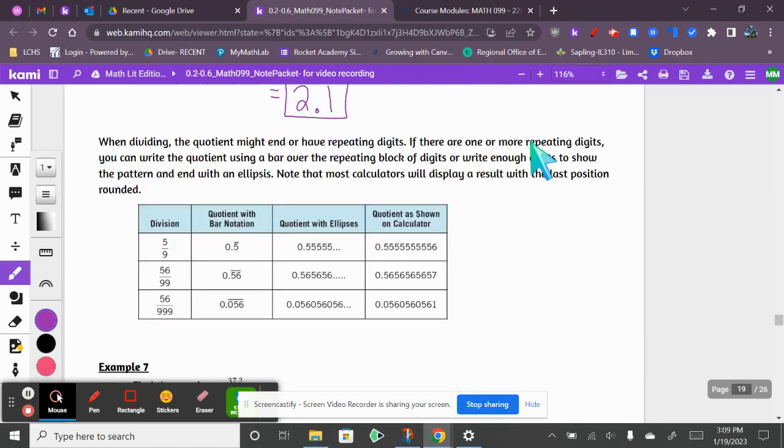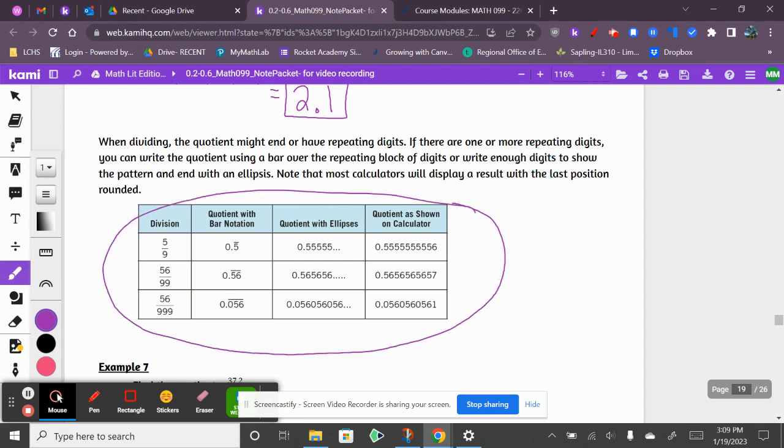When dividing, the quotient might end or have repeating digits. There might be more than one repeating digit. You can write this quotient using a bar over the repeating block of digits, or write enough digits to show the pattern and end with ellipses. So you can see here the notation of what it looks like when we have a number that's repeating. So if we take 5 divided by 9, we just end up with 0.5 repeating, and it can be represented in any of the following ways. If we have more than one number being repeated, it will group it like we see in the next 2 rows.